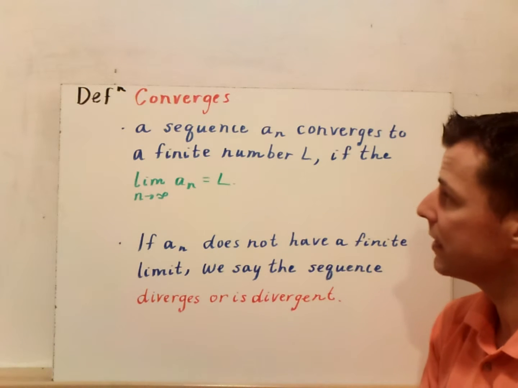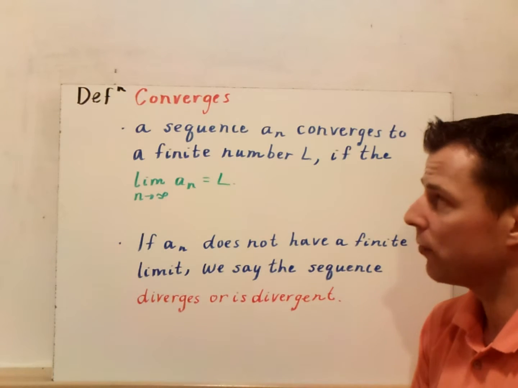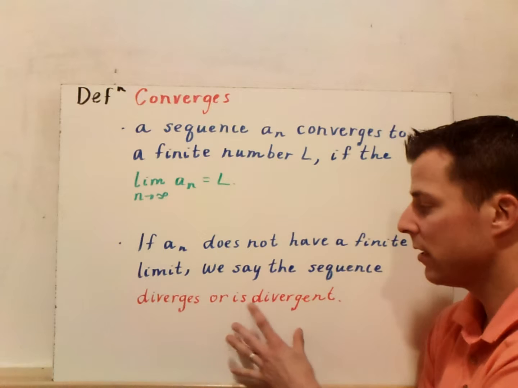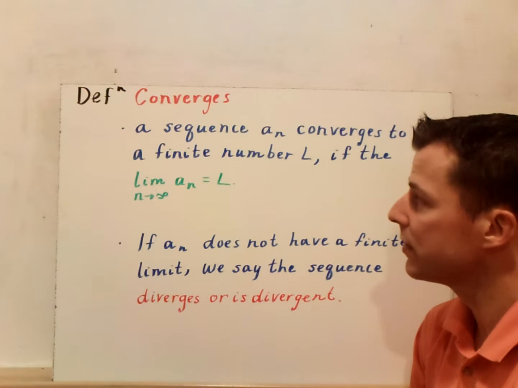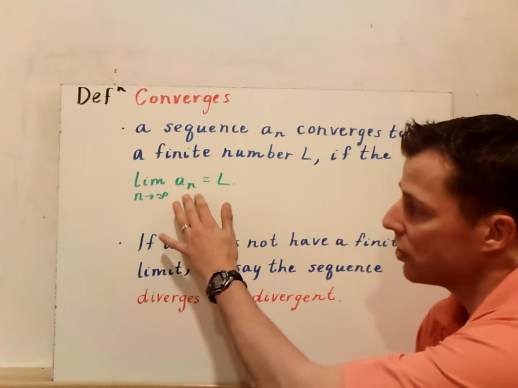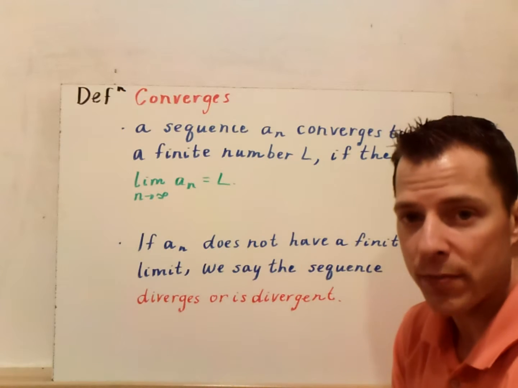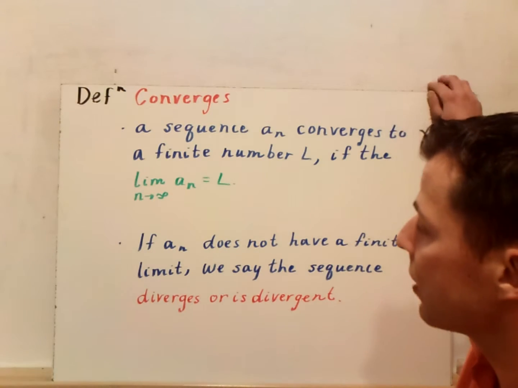So here is a couple of definitions we need to know, really what converging is, and then what it means for a function or a sequence here to diverge and converge.